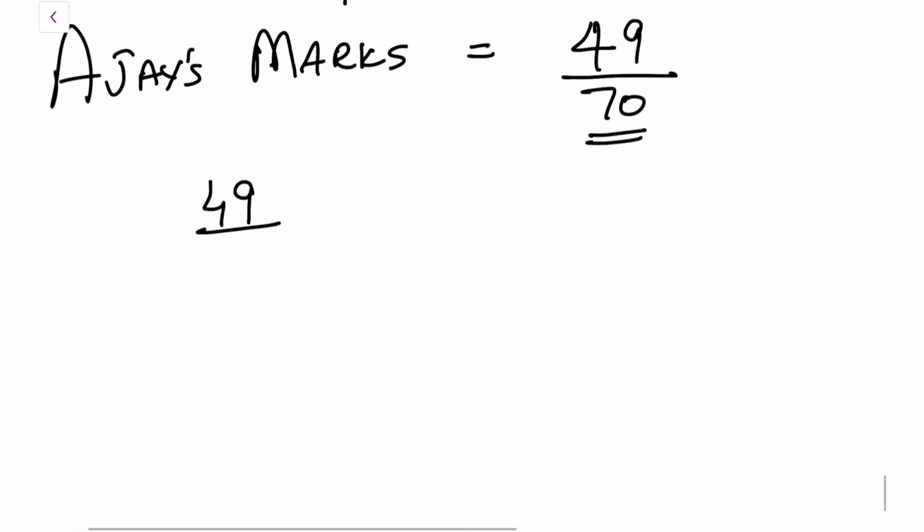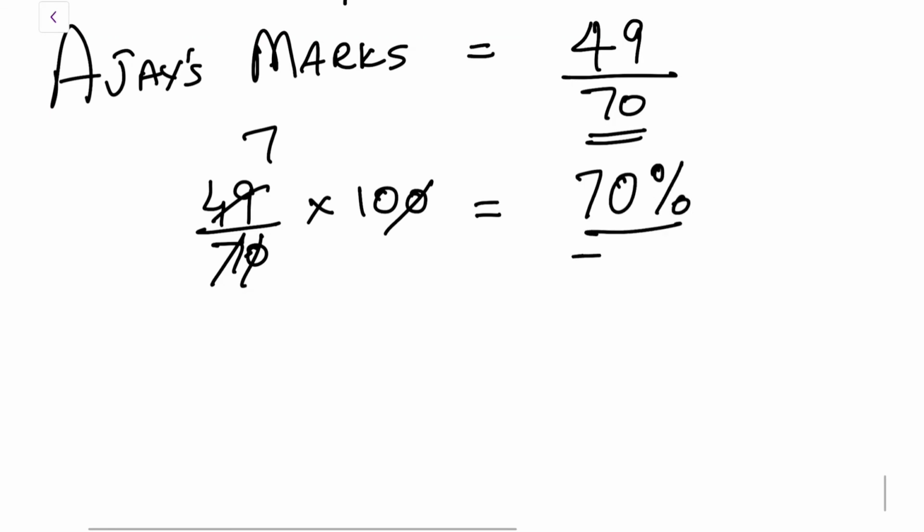49 by 70 into 100. That's it. 7 sevens are 49, 7 into 10 is 70%. So Ajay scored 70%. Alright, that brings the chapter to an end.